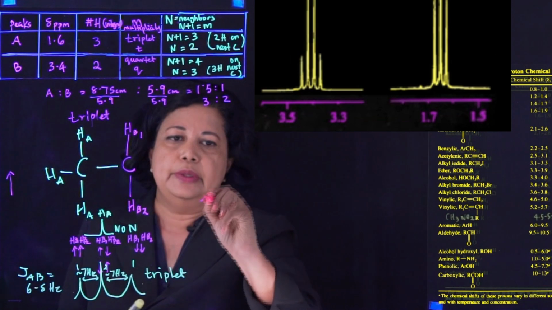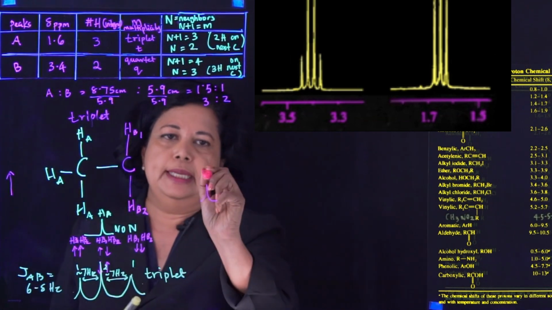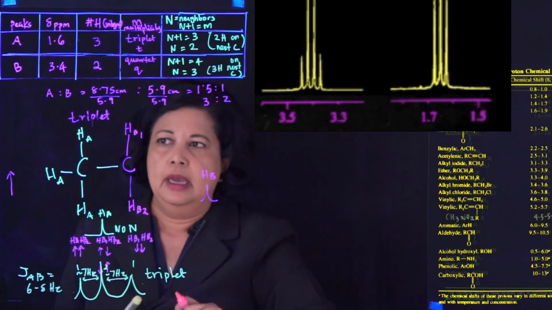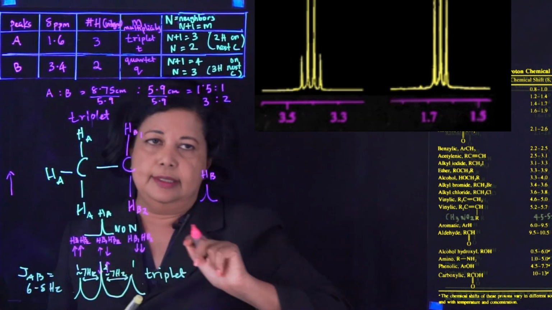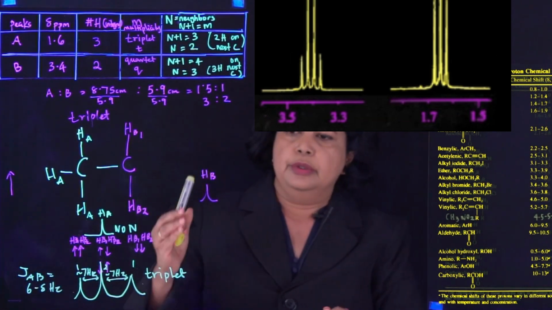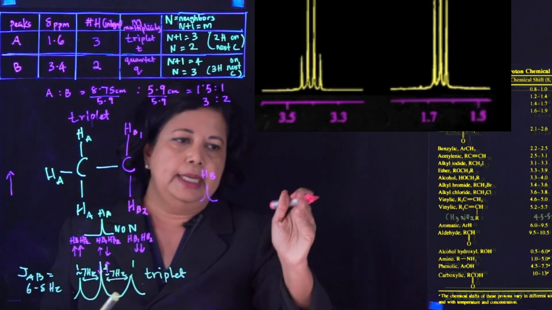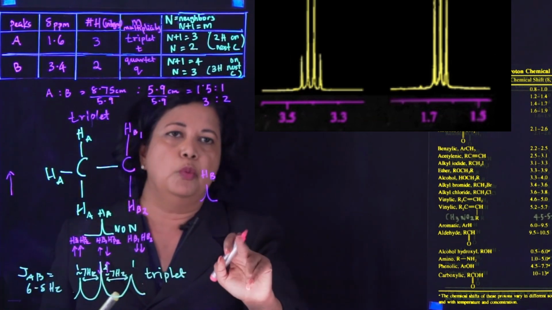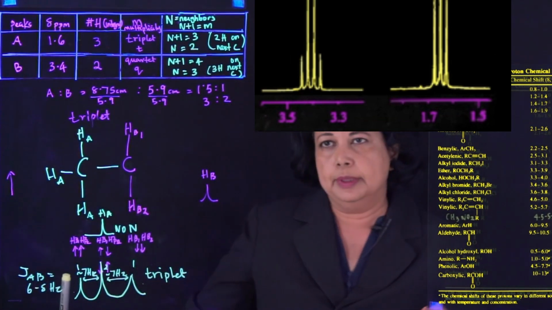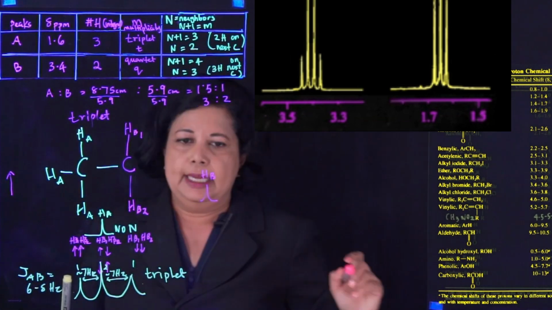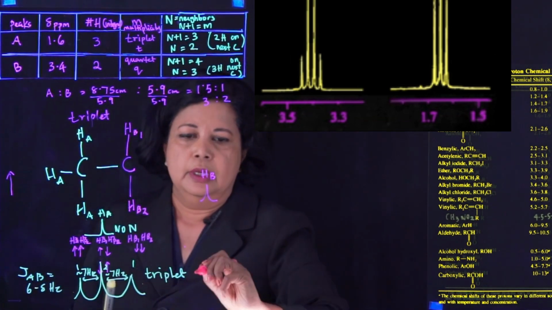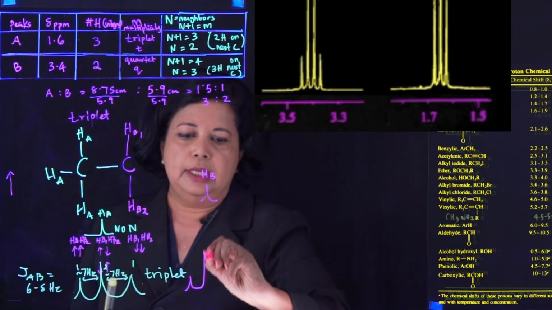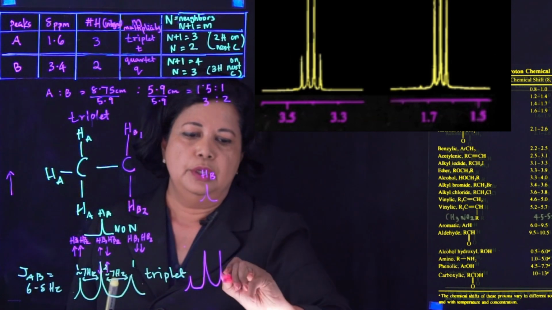All right. So you can see for HB, if you don't have any neighbors, you would get 1 peak. However, you have 3 of these. So they can all be 3 up, 3 down, or you can have 2 situations where 2 of them are up, 1 down, or 2 down, 1 up. So therefore, you would get a peak that is a 1 to 3 to 3 to 1.